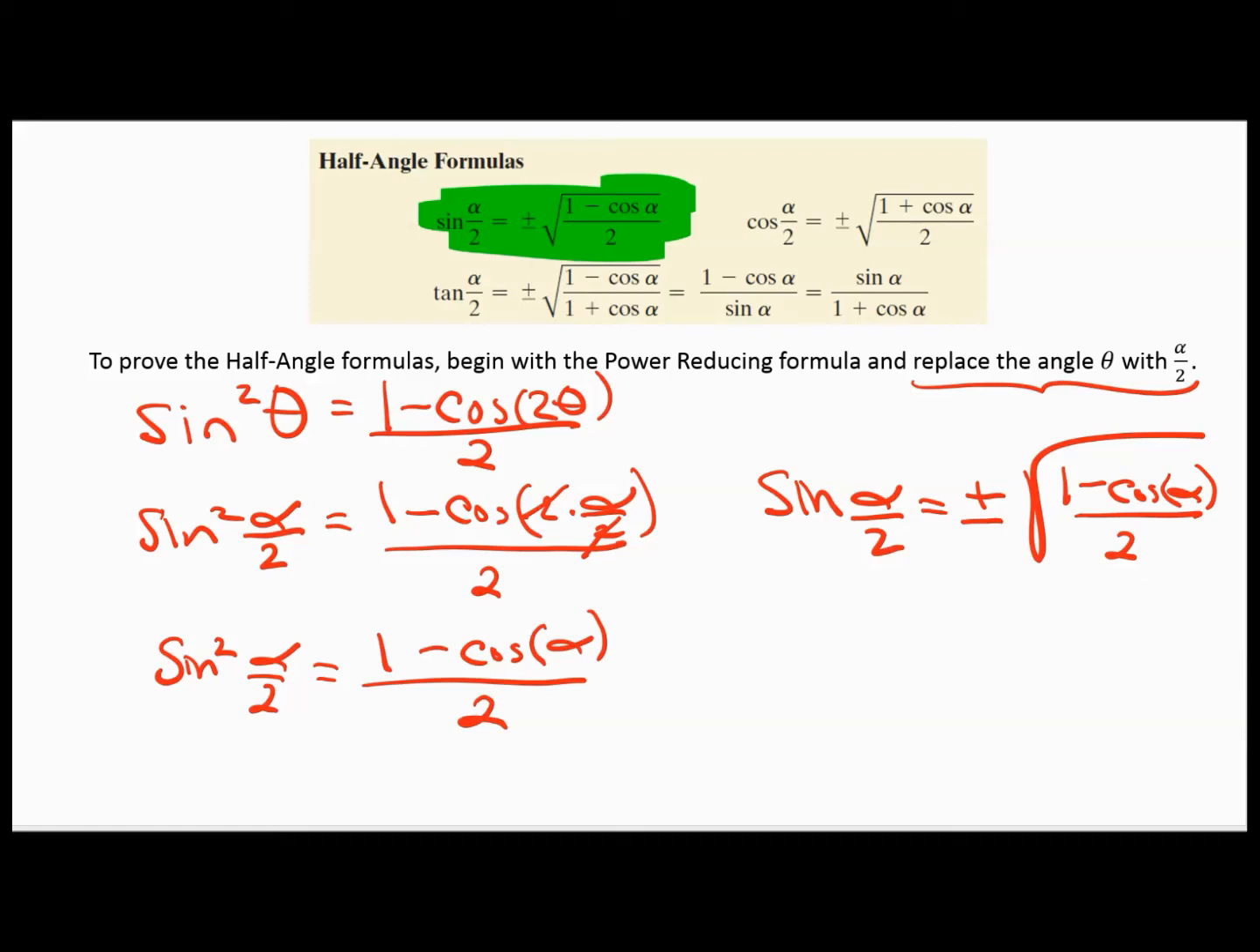And the proofs for all these are very similar. They just come from the power reducing formulas, and the power reducing formulas just come from the double angle formulas. And remember, the double angle formulas just come from the sum difference formulas that we had in a previous section. So the next problem, I would actually like to use one of these formulas.